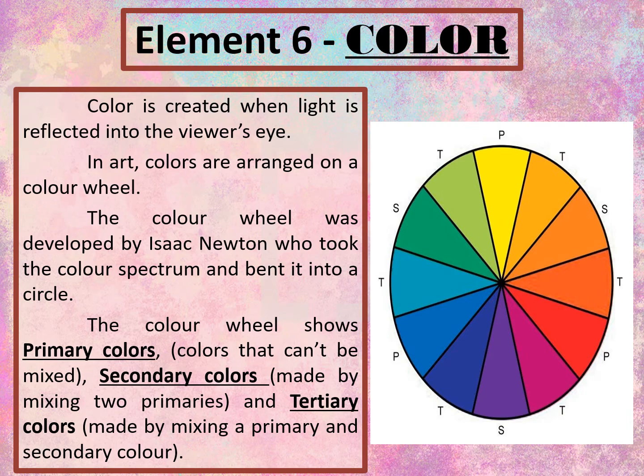And the next is the tertiary colors. So in the color wheel, there is letter T. So that is the tertiary colors. We have mint green, we have blue yellow, the pink, yellow orange. Yan. So these tertiary colors are made by mixing the primary and secondary colors.